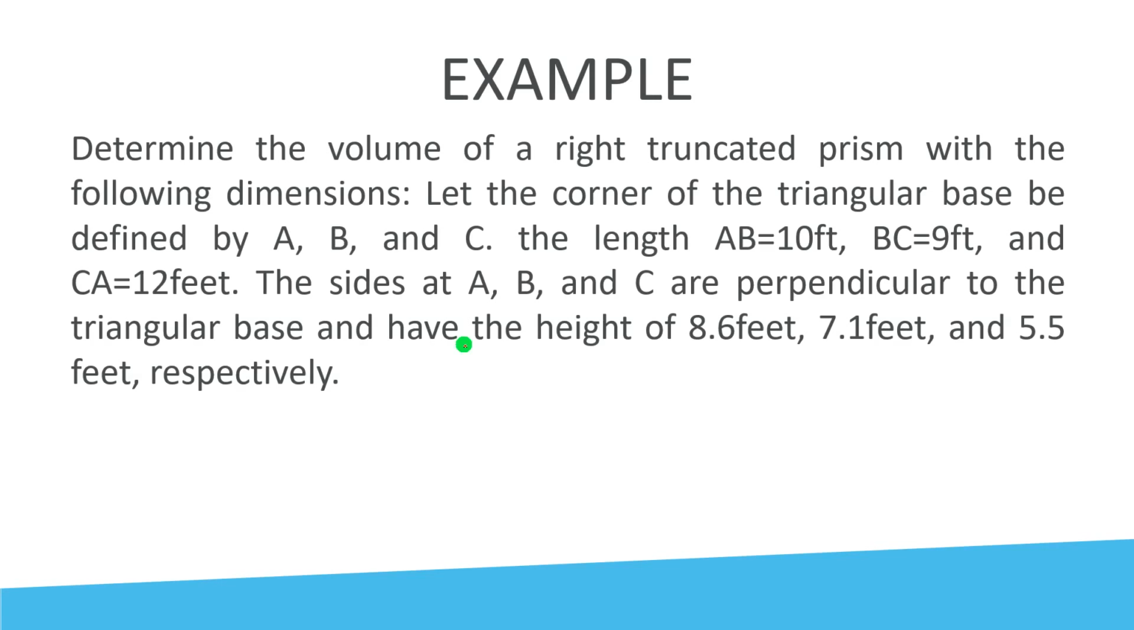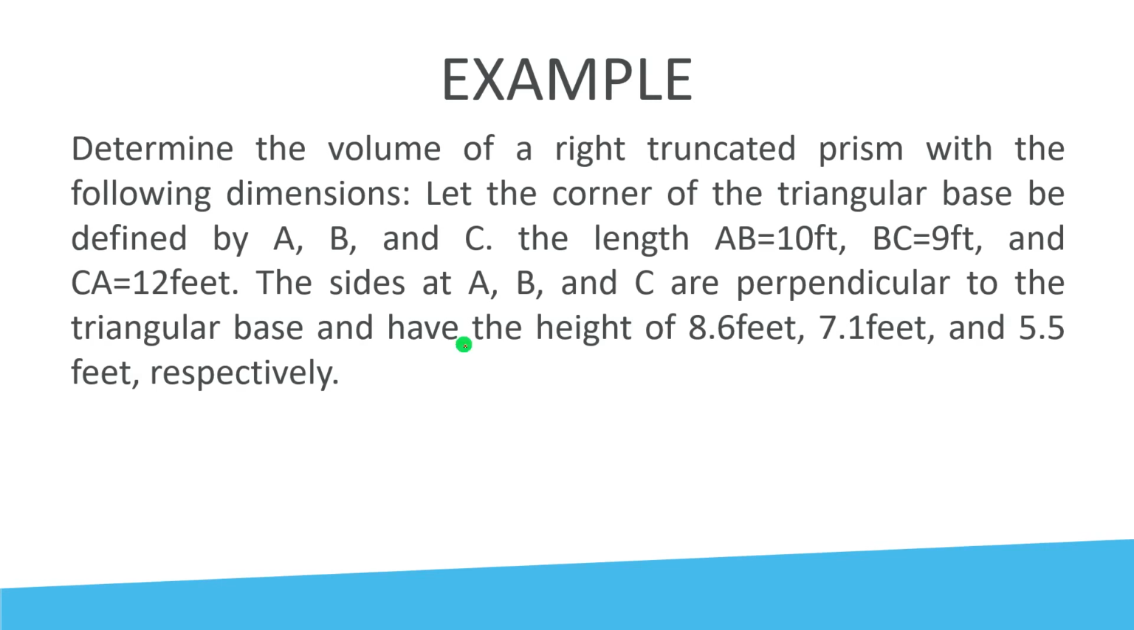Determine the volume of a right truncated prism with the following dimensions. Let the corner of the triangular base be defined by A, B, and C. The length AB is 10 feet, BC is 9 feet, and CA is 12 feet. The sides A, B, and C are perpendicular to the triangular base and have the height of 8.6 feet, 7.1 feet, and 5.5 feet respectively. So let's determine the volume.